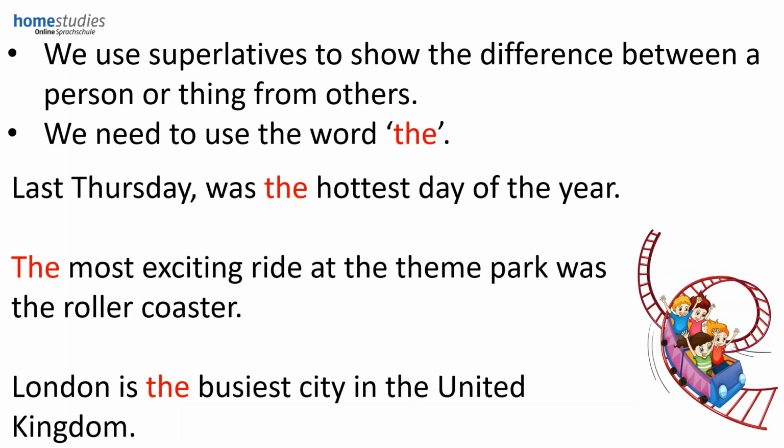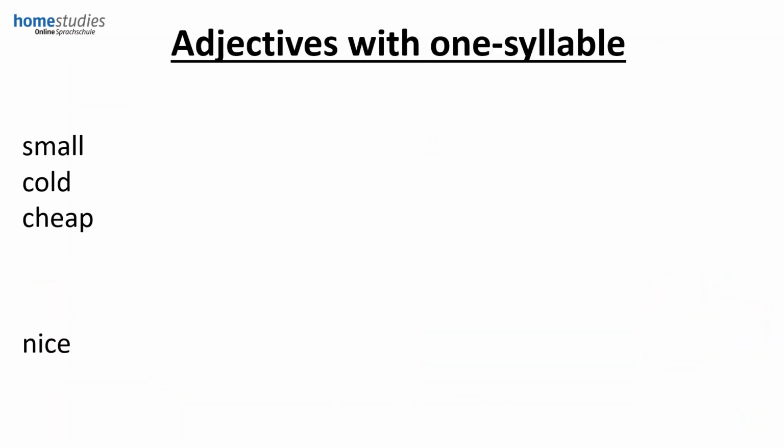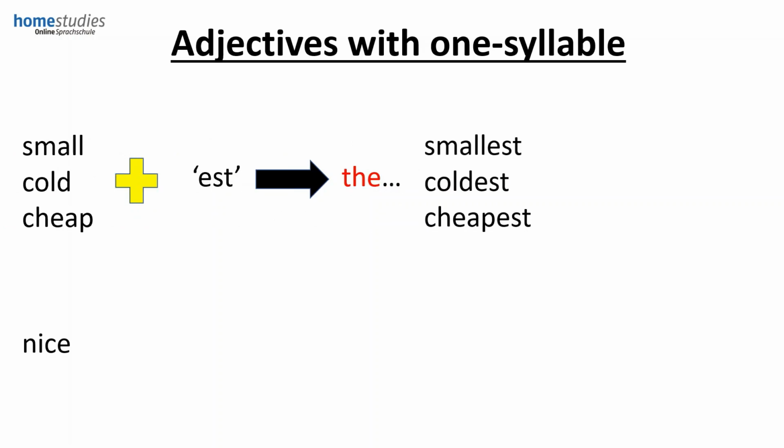So we are showing the difference between a person or thing from others, and we need to use the word the to do so. And the word the will always go before the adjective in the superlative form. So, adjectives with one syllable, small, cold and cheap. We would begin by using the word the, but we have to add est after the adjectives. So, for example, the smallest, the coldest, the cheapest.